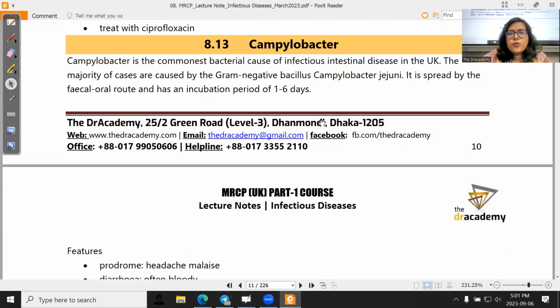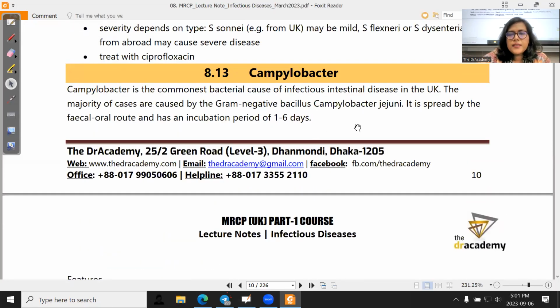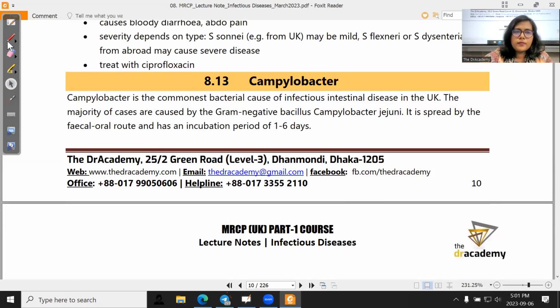Try to write it down. Present in cold cut meat, like salami, pastrami, all these things, cold cut. Just write it down on this side.